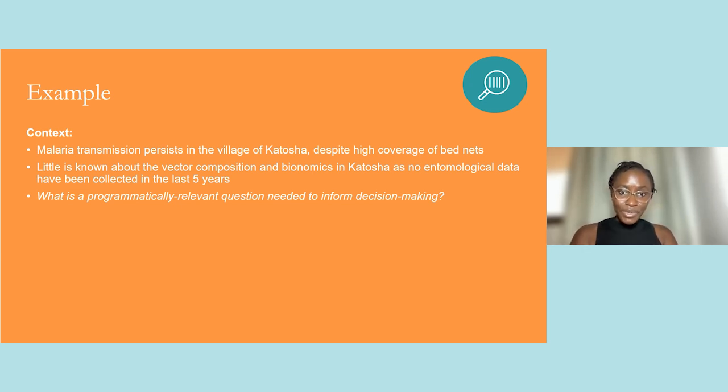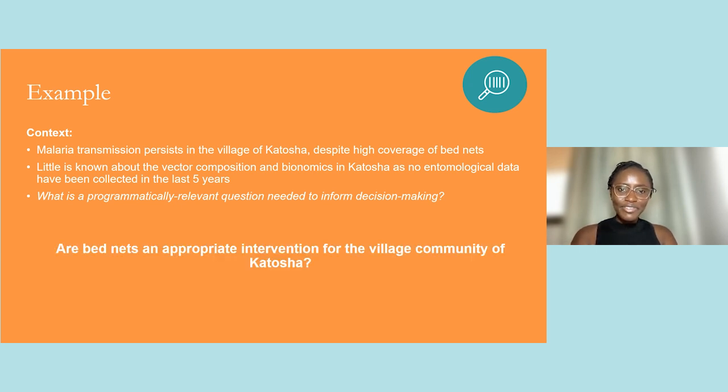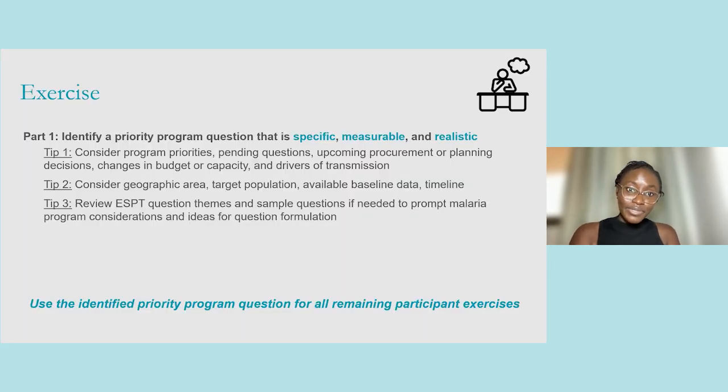Considering these various questions, we land on the overall question of are bed nets an appropriate intervention for the village community of Katosha? This question would fall under Theme 1, Performance of Current Vector Control Interventions. Now it is your turn.